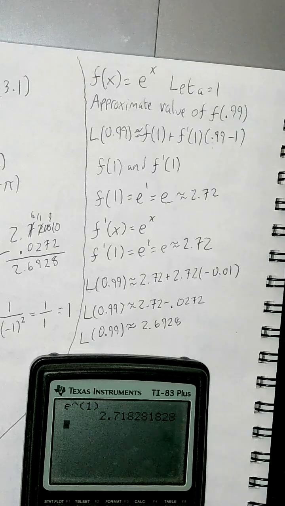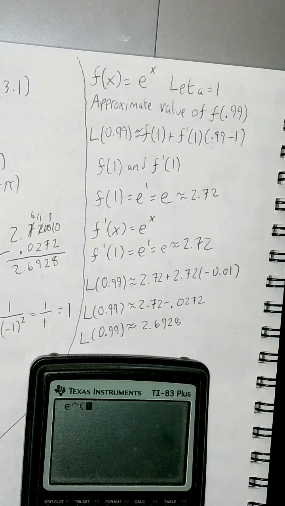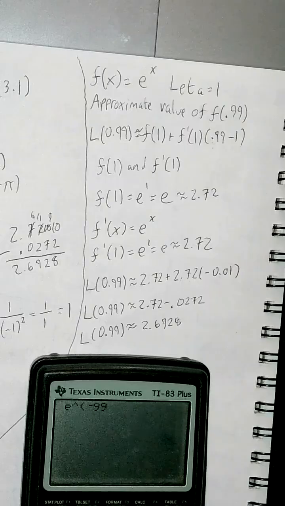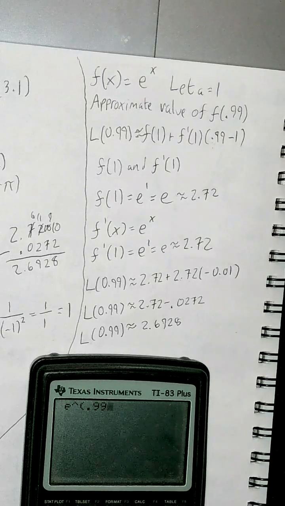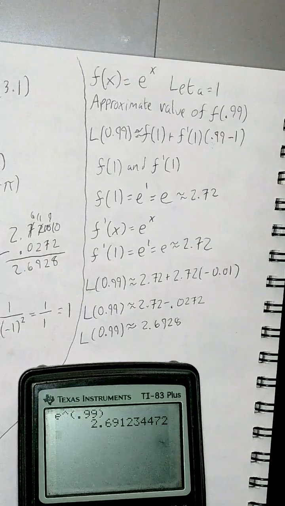So e to the 0.99, not negative 99. Now we're going to end up with a very different answer. So yeah, that's what I get.